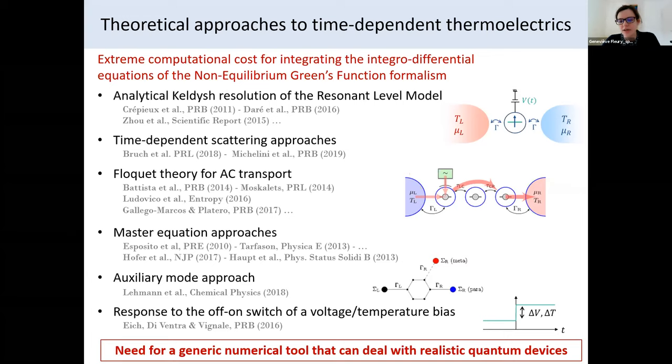And second, each technique suffers, of course, from limitations. For instance, the wideband limit, or the assumption of weak coupling between the quantum system and the bath, or the assumption of slow driving so that calculations can be made perturbatively near the adiabatic limit. That's the reason why we believe there is a need in the community for a new numerical tool, as generic as possible, that can deal with large realistic quantum devices with arbitrary time-dependent perturbations, in particular in the non-adiabatic regime.